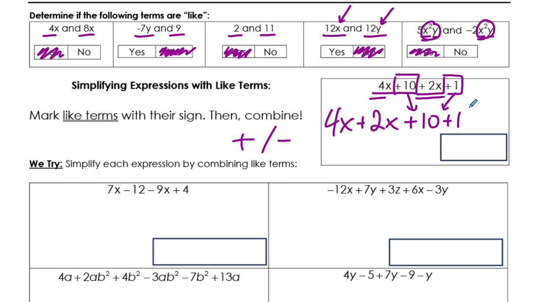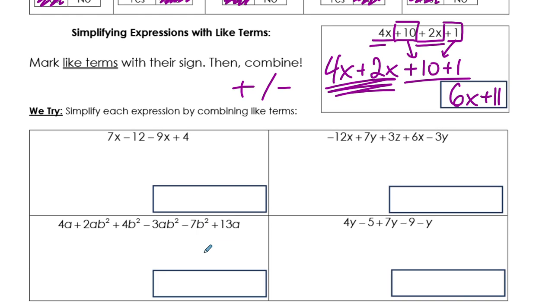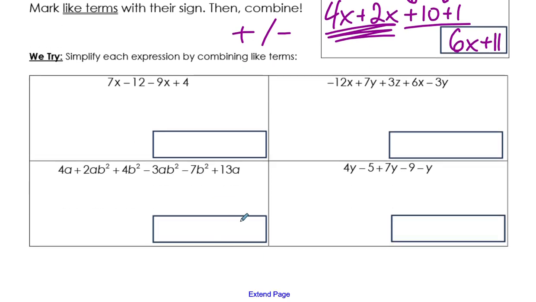Now I can put these together. I'm adding my like terms together, 4x plus 2x. I have 4 x's plus 2 x's, now I have 6 x's. 10 plus 1 is 11. So rewrite your expression so that all of your like terms are together with the sign that's in front of that number.